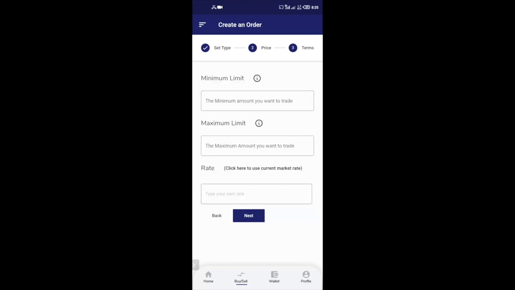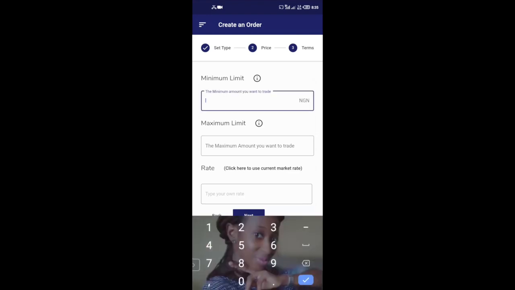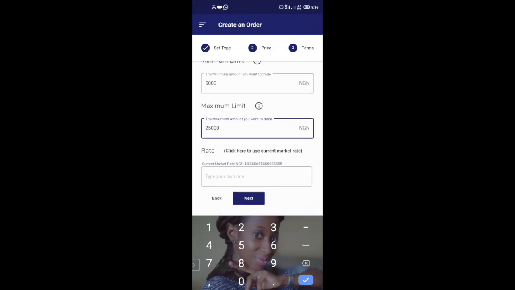On this next order, you would have to create, you have to tell us the minimum amount of coin you would want. You also have to tell us the maximum amount of coin you would want, okay? For example, the minimum amount I want to buy is 5,000 Naira. And the maximum amount I want to buy is 25,000 Naira, okay? So now you are in between buying at the amount of 5,000 Naira or this particular aspect.